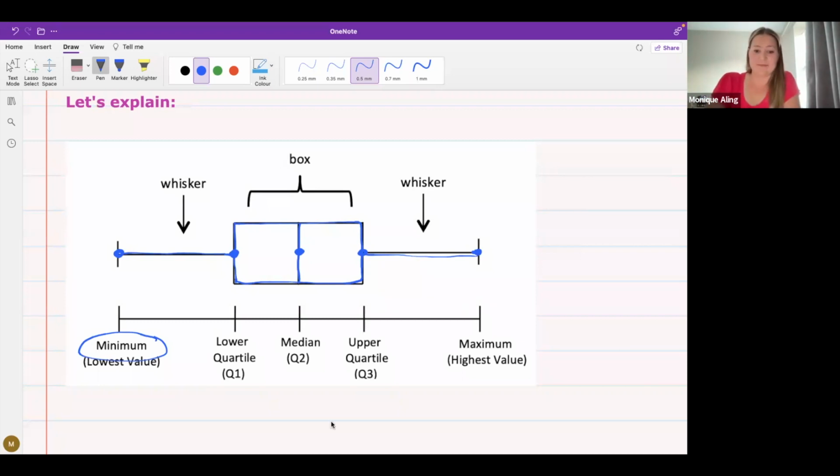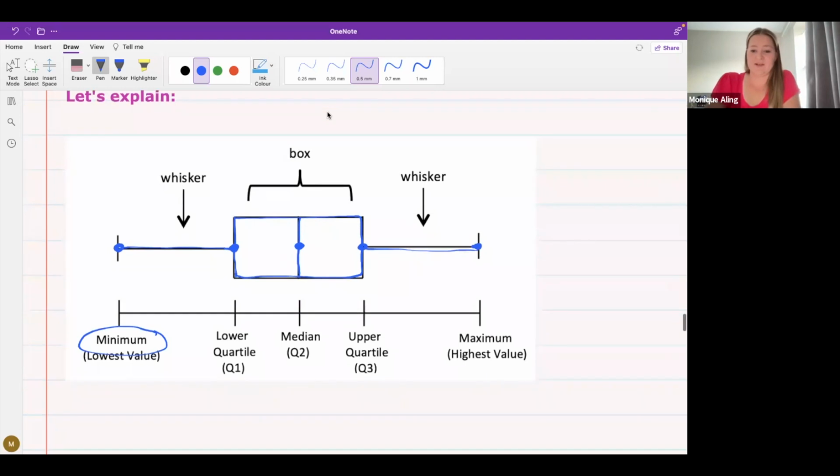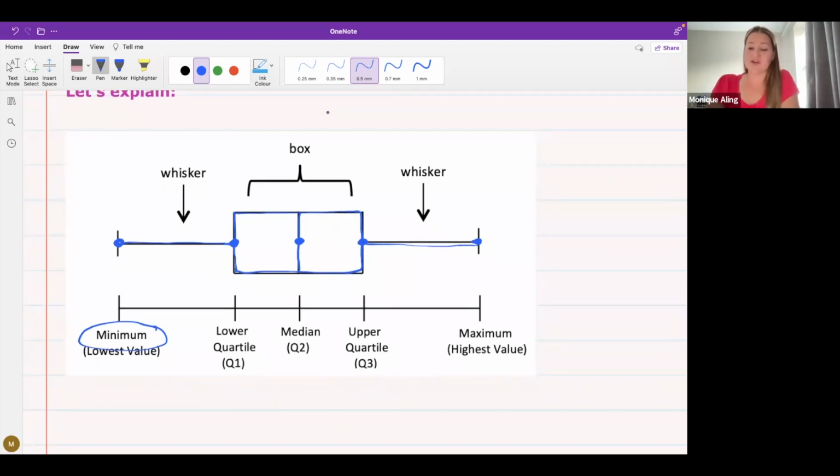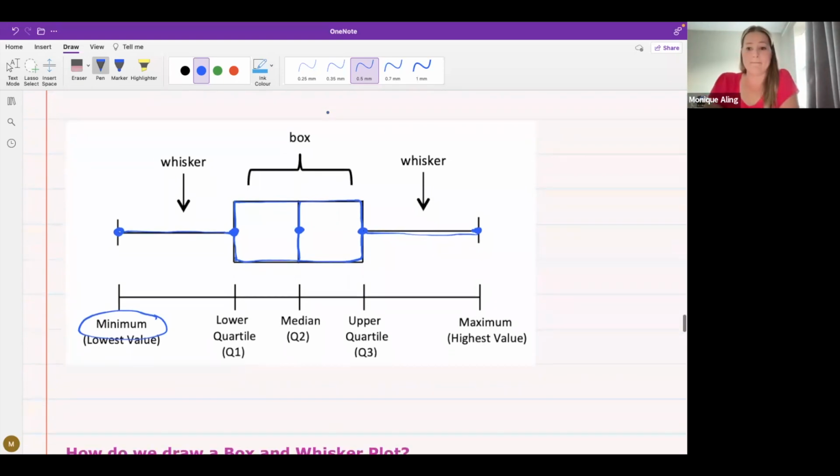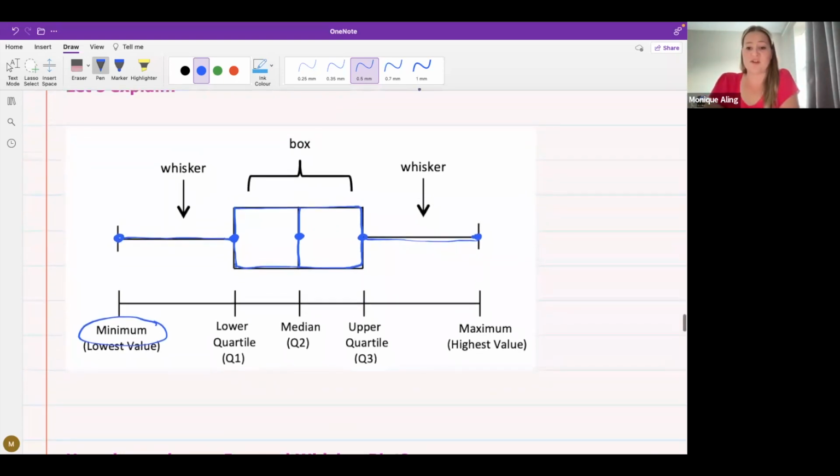Okay. So I'm going to let that sink in, and I'm going to show you how these points actually work with some numbers. Okay, I hope you all took a screenshot.